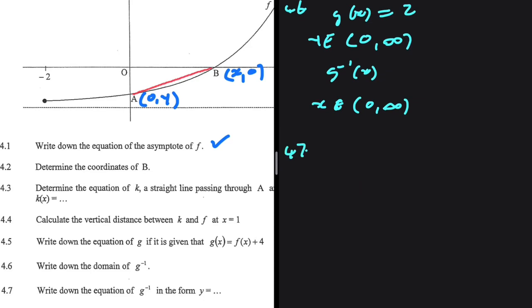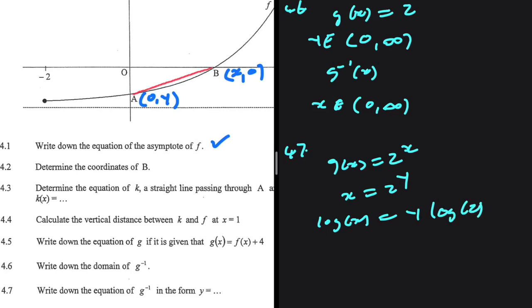And 4.7, we actually need to find the equation of g inverse. g of x is equal to 2 to the power x. To find the inverse, you swap x and y and make y the subject of the formula. In this case, we're going to have x equal to 2 to the power y. If we want to bring y down, we have to take a log on both sides. If we do that, we're going to have y log 2. That is a log law. You are allowed to do that.